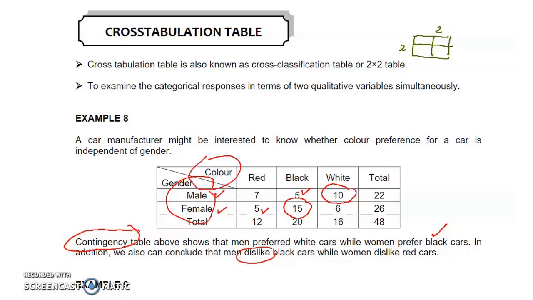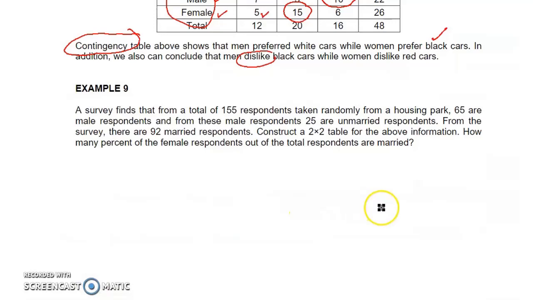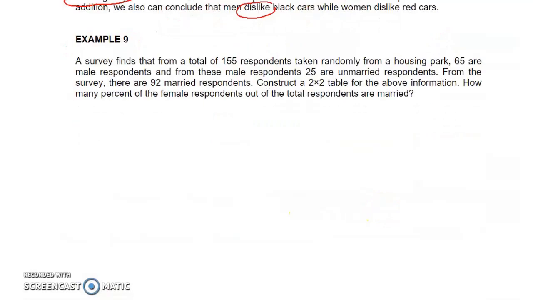Now look at example 9. In this example, a situation is given to you. You are required to identify the variables and the frequency according to each category. Let's look at this example. The survey finds that from a total of 155 respondents taken randomly from a housing park, 65 are male respondents, and from these male respondents, 25 are unmarried respondents. So up to this sentence, we know that the total is 155.